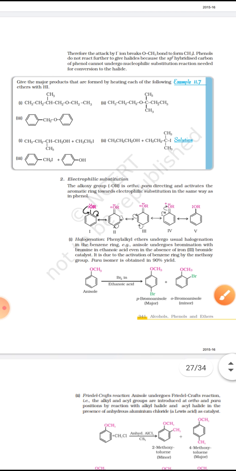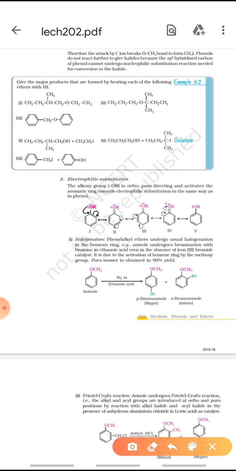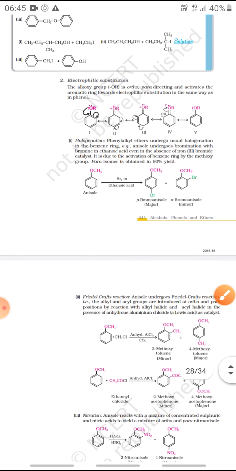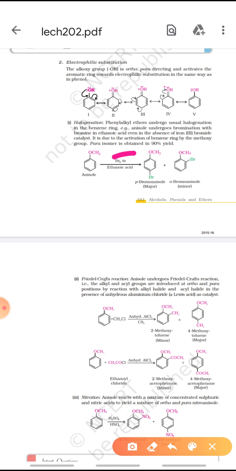Next is electrophilic substitution. You all know that the ortho and para positions in the benzene ring in ethers are negatively charged, because the oxygen of the ether is electron rich. It will supply electrons to the benzene ring, so the ortho and para positions become electron rich. Now when halogenation takes place in the presence of ethanoic acid, then para-bromo and ortho-bromo anisole are formed. The para product is the major product for symmetrical reasons.